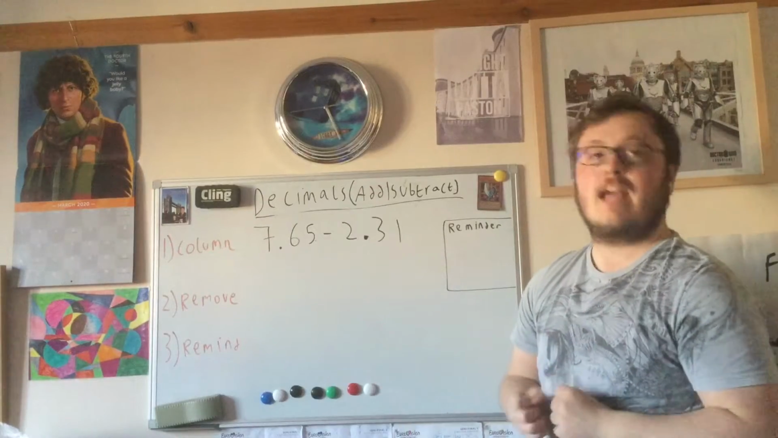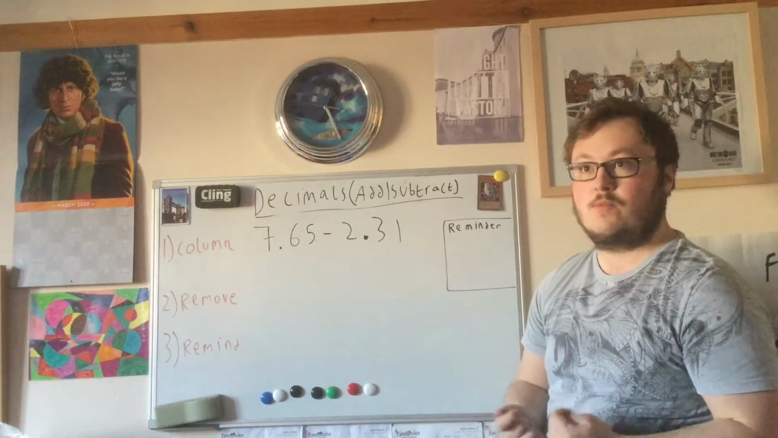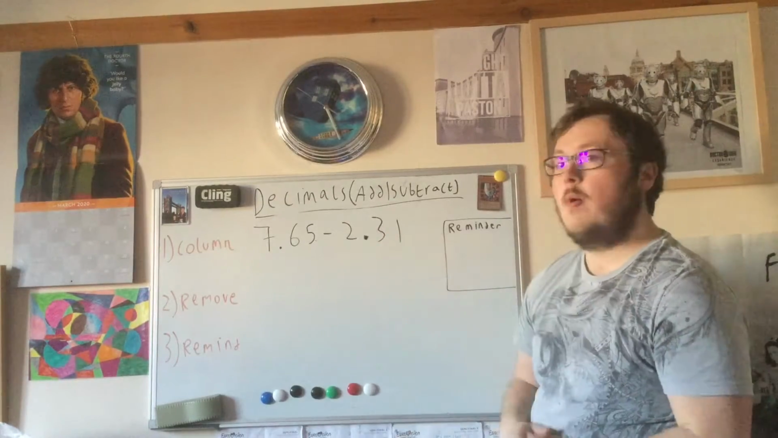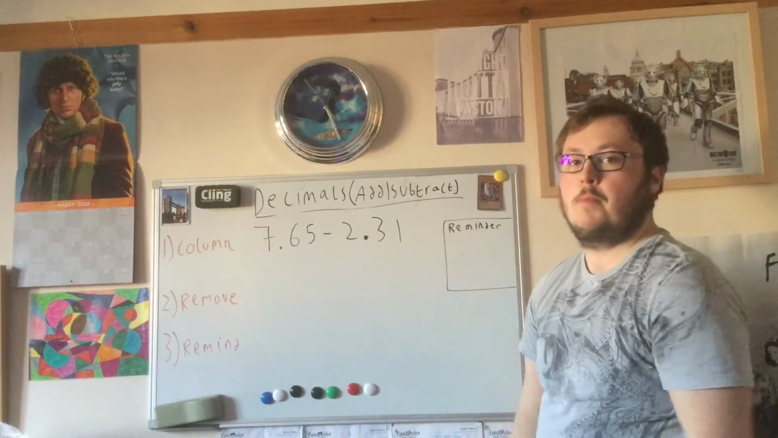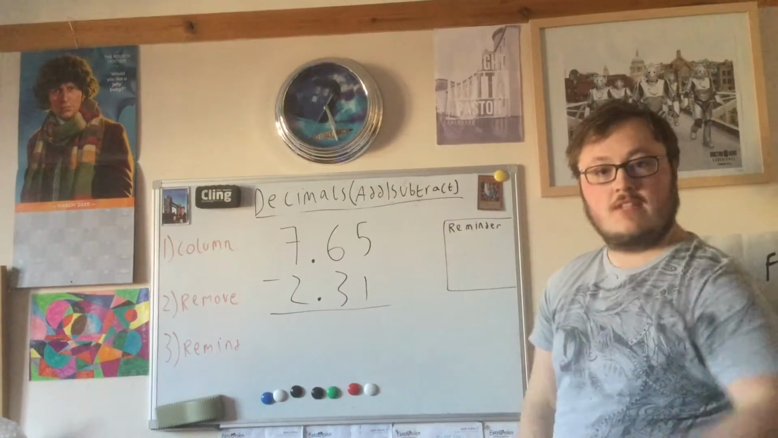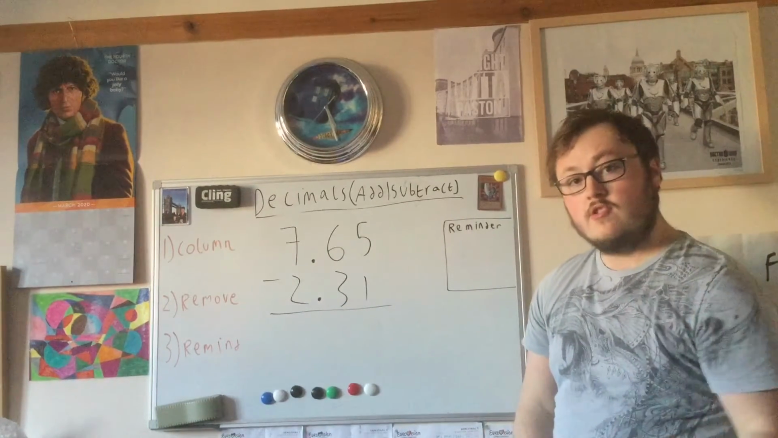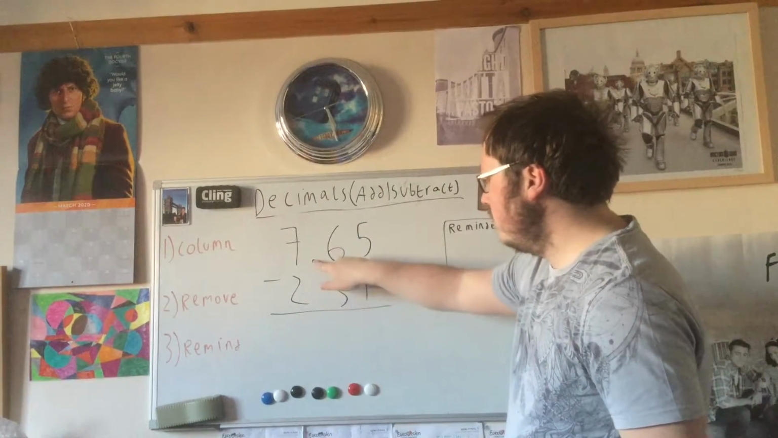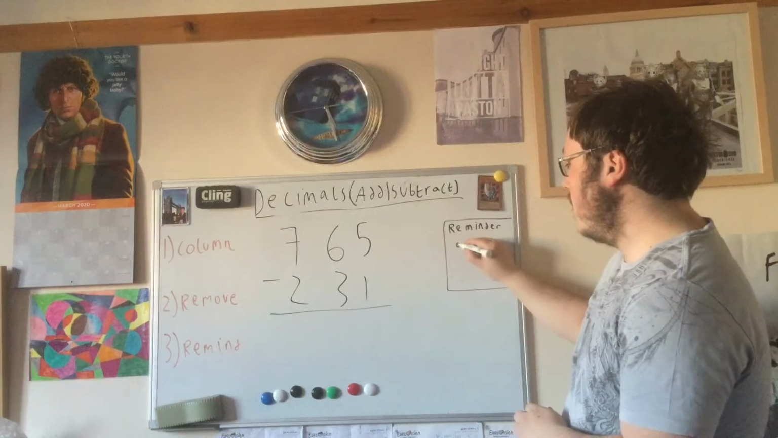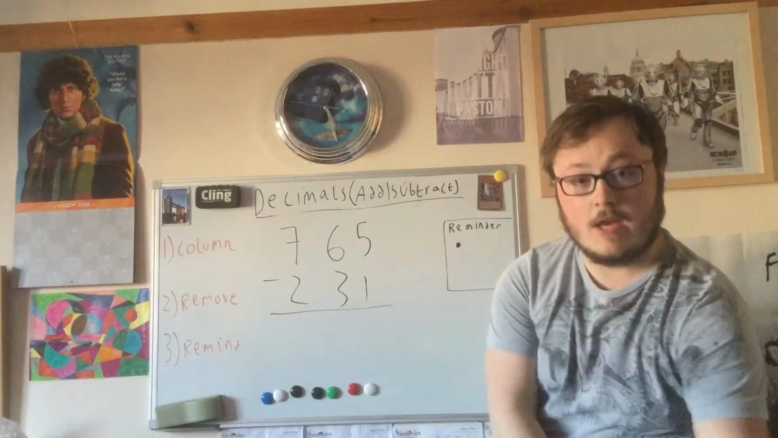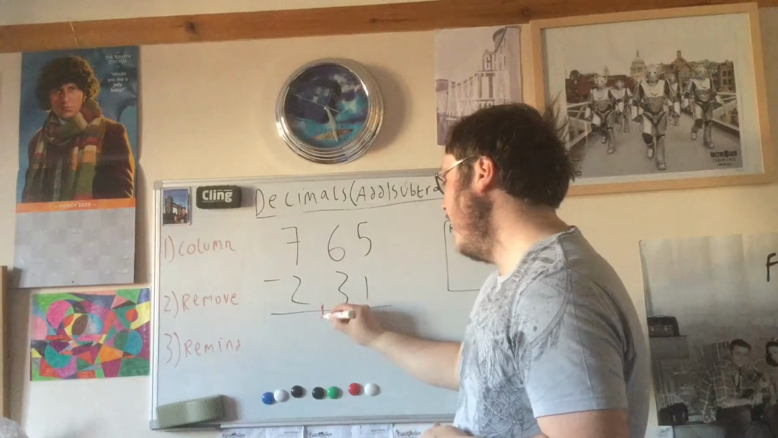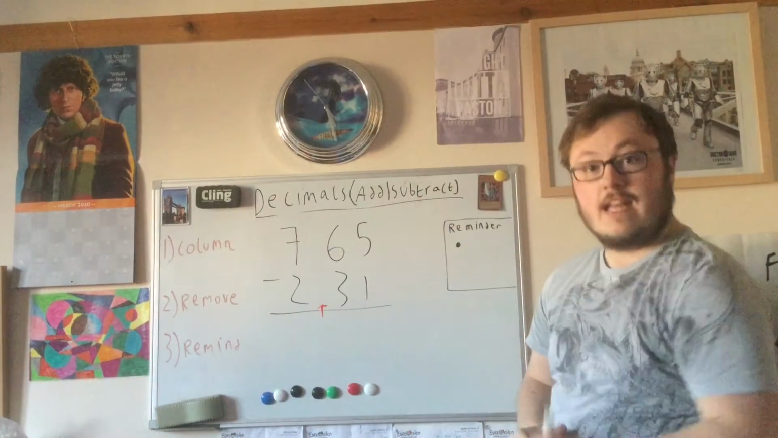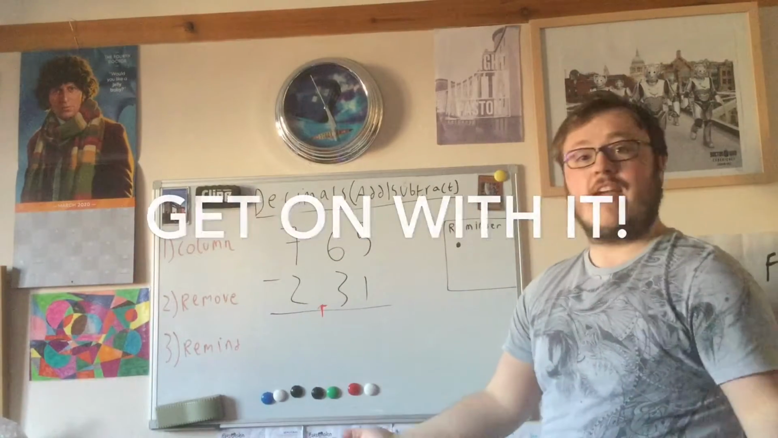So what about subtraction? Is that any different to adding, apart from it's subtracting? Well, let's see. Let's move on to step 1. We're going to column this problem. So now that I've columned it, what's the next step? We're going to remove the decimal. So I'm going to move this decimal into this box as a reminder, and we're going to mark with a red arrow where it was.